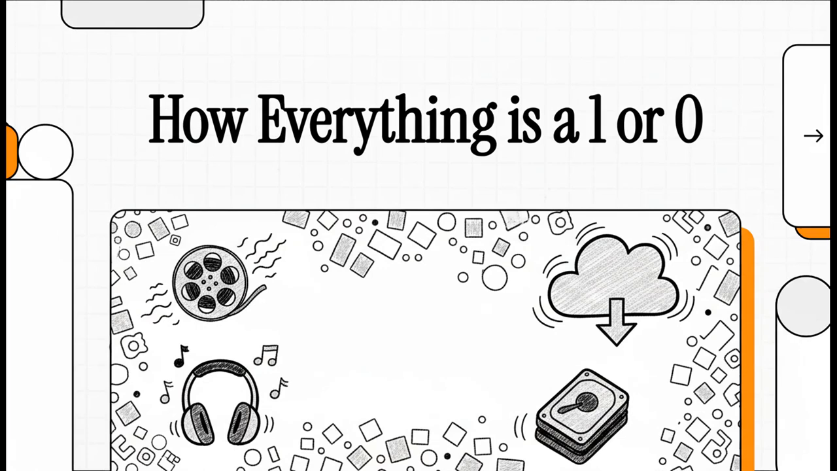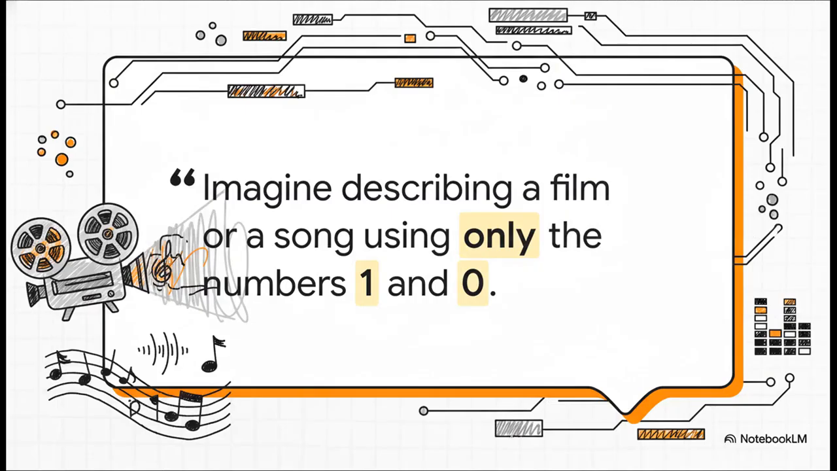Let's think about this for a second. That movie you just watched, your favorite song, even the image you're looking at right now, what are they really made of? Well, at the most basic level, they're all the same thing. Just a massive, massive collection of two numbers, ones and zeros. Just try to wrap your head around that. It sounds totally nuts, right?